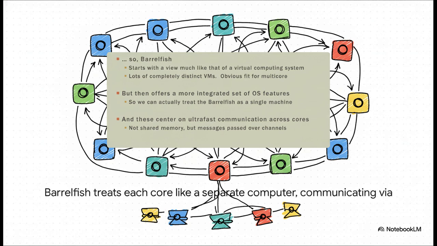No, you have 128 tiny, independent OS instances, one running on each core. They don't share data, they don't share locks. Instead, they behave like they're separate computers on a network, and they communicate only by sending messages back and forth.